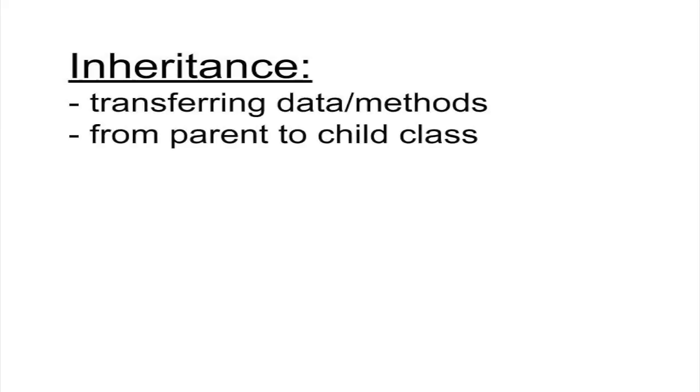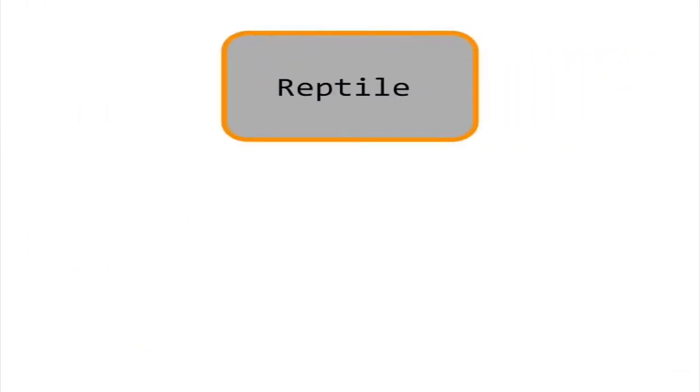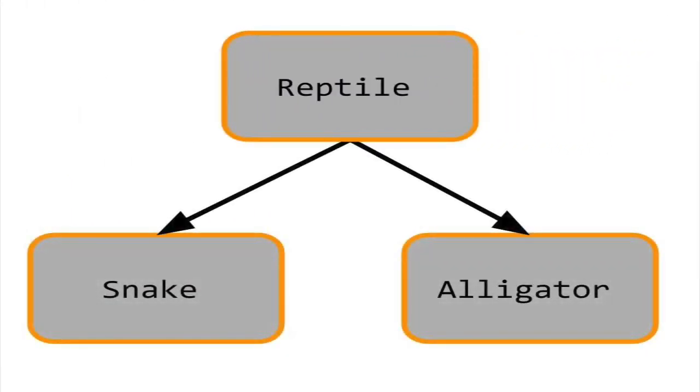Inheritance is the process of passing the attributes and behaviors of one class down to descendant classes. For example, you can start with a class like reptile and have its descendants be snake and alligator. Although snake and alligator have different attributes and behaviors, both classes are derived from the same reptile class.